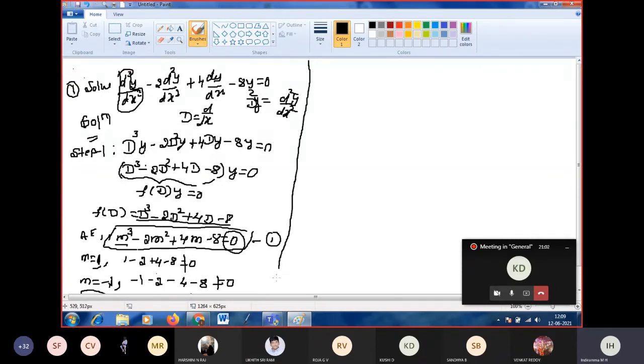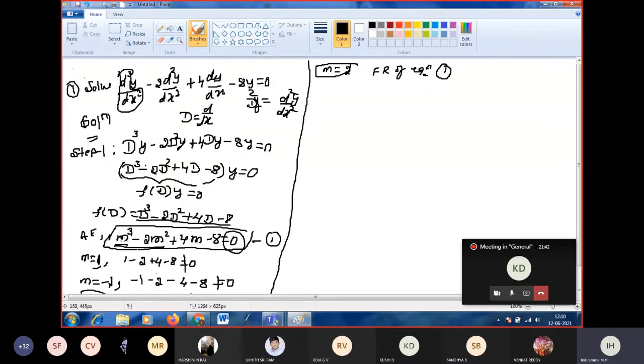If it is possible to factorize, you can factorize and find the roots. If it is not possible to factorize the equation, you go for the trial and error method to find one root. Now we got m equal to 2 as the first root of equation 1. Since it is a cubic, simplification and factorization is difficult, but in some equations, by taking common terms, we can factorize.